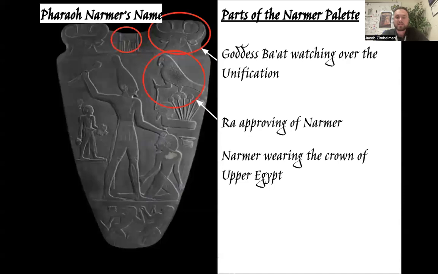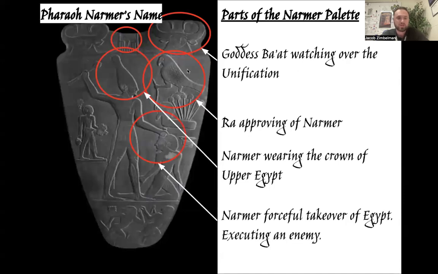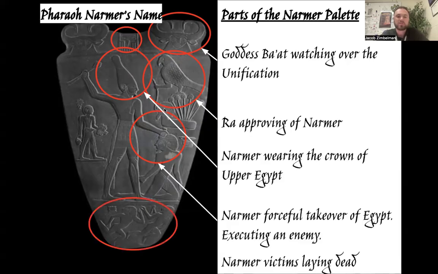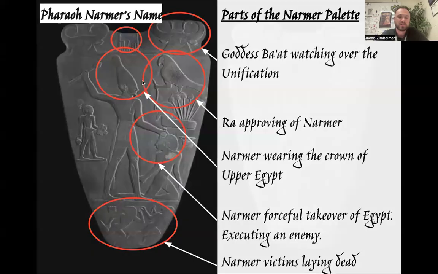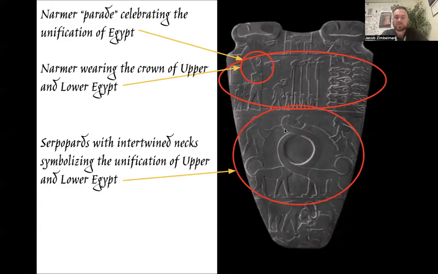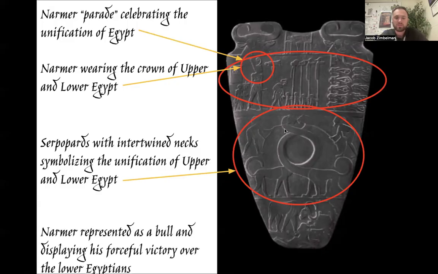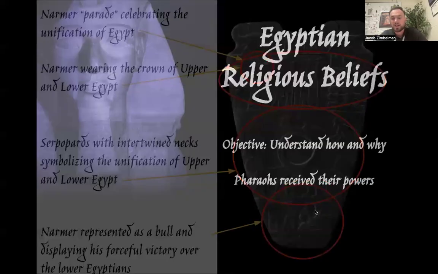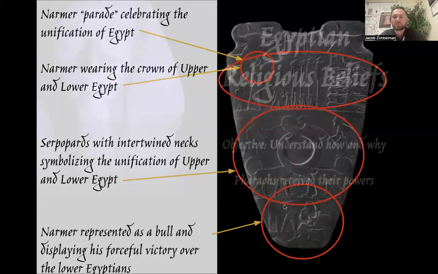There are some other mythological meanings that go along with it, like the goddess Bat watching over Ra, standing on top of the reeds from the lower Nile in the Nile River Delta, and then forcefully controlling with this hook through the nose of the lower Egyptians, him wearing the upper crown on this side, and then on the back side, him wearing the double crown and the parade of him celebrating his victory, and the serpents being forcefully tied together, representing Upper and Lower Egypt, and then Narmer being represented as a bull, forcefully taking over and knocking down city walls and trampling anybody in his way.